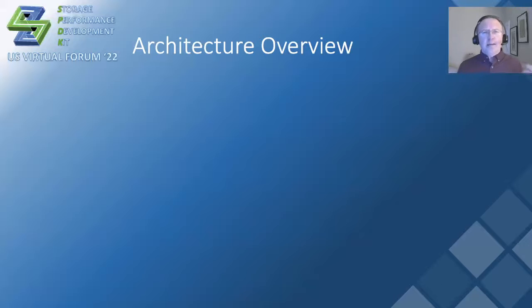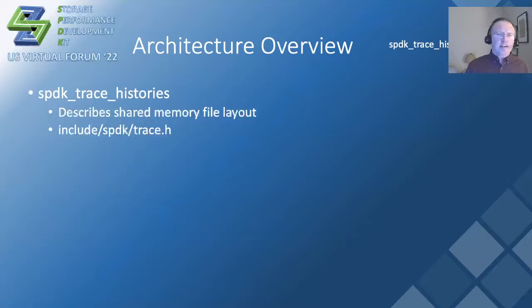So next, looking at the architecture overview. This really is all based around the shared memory file layout. We have this structure called SPDK Trace Histories, defined in the header file shown there. This defines the layout of that whole memory file. On the application side, it's going to open this file, mmap it, and just write data to it. On the SPDK trace side, it's going to do the same thing. And byte 0 in that file points directly to this SPDK trace history structure.